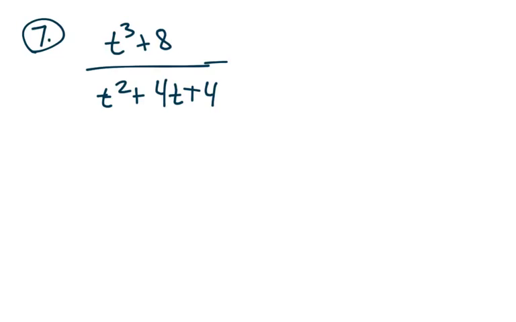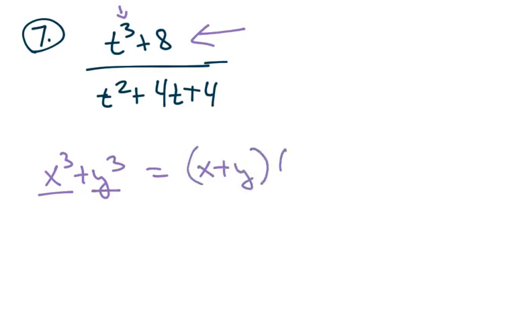Alright, now number 7, I want you guys eventually to be able to do these on your own, but this is a little different, and hopefully when you see t cubed plus 8, because of this 3, this makes you think of the sum of cubes. Now the sum of cubes, if you recall, if I give you x cubed plus y cubed, you take the cube root of both of these, then you square this number, and the middle is the product of these.